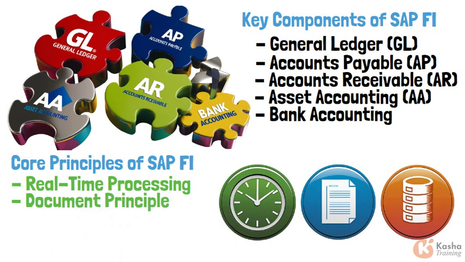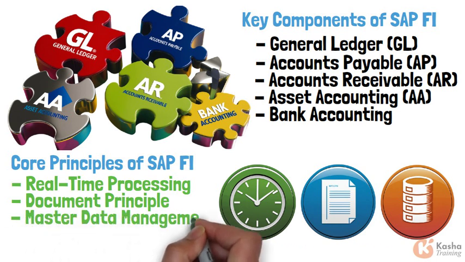Document Principle. Every transaction creates an electronic document that contains detailed information such as document type, posting date, account number, and amount. A transaction is only posted when its debit and credit items balance to zero. Master Data Management. Master data serves as the foundation for all financial data in the system. This includes information about customers, vendors, and general ledger accounts.